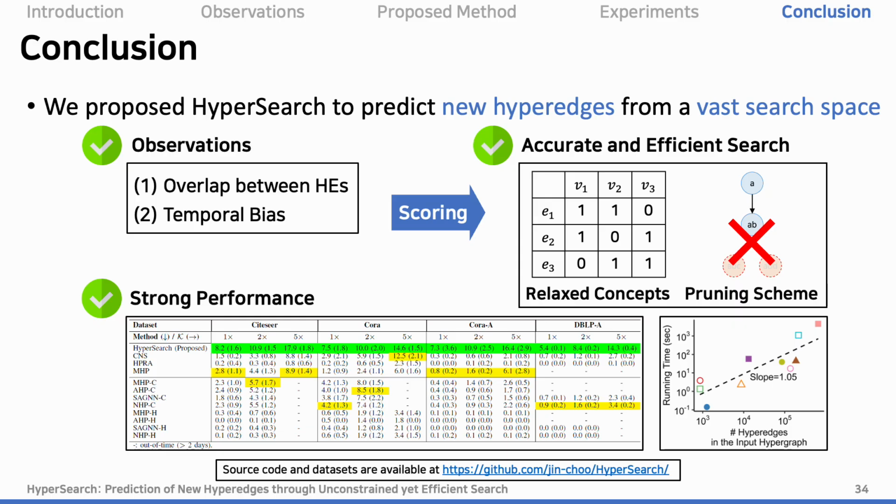We built HyperSearch based on key observations in real-world hypergraphs, designed a scoring function to evaluate candidates, and developed an efficient search scheme. Our experiments on 10 real-world datasets demonstrated strong performance in both accuracy and efficiency.